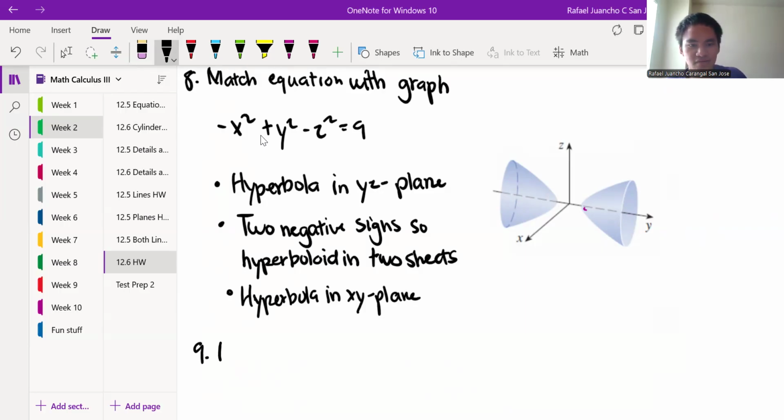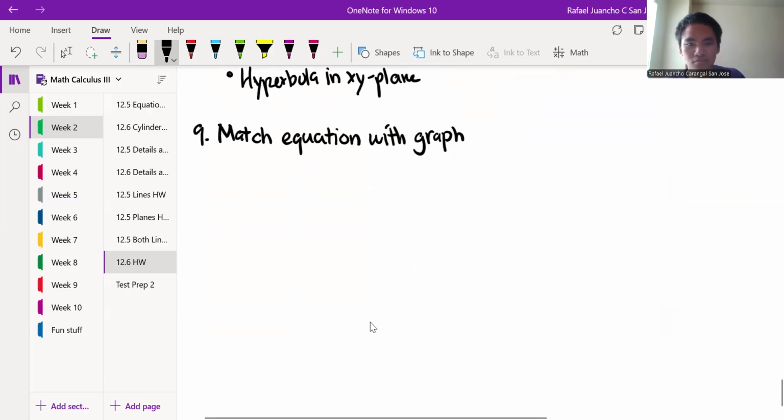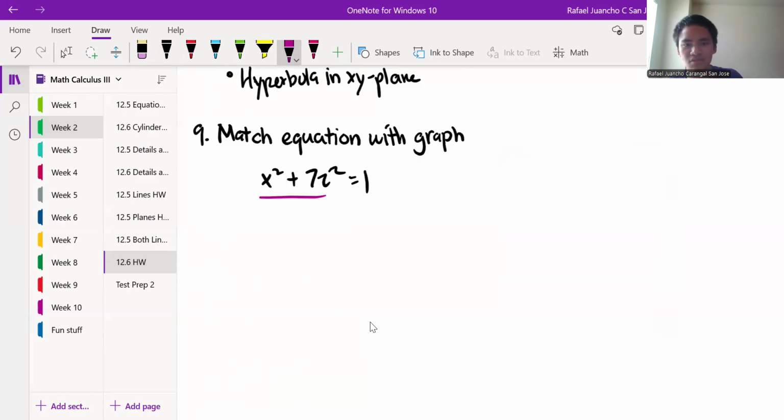And last, match equation with graph. So we do x squared plus 7z squared equals 1. And we have, okay, so here this is a cylinder, because here y is any number. So it's a cylinder. And here we notice that, oh, x squared plus z squared, this gives us an ellipse because it's positive and they have different numerical coefficients. So it's an elliptical paraboloid.